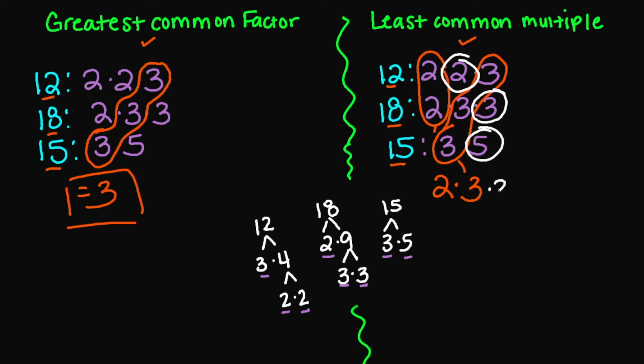So I'm going to add this 3 from here. We got that. This 5 I'm going to add. And then this other 2 from up here I'm going to add as well. So we have 2 times 2 is 4. 4 times 3 is 12. 12 times 3 is 36. 36 times 5, that's going to equal 180. So your final answer here is 180.